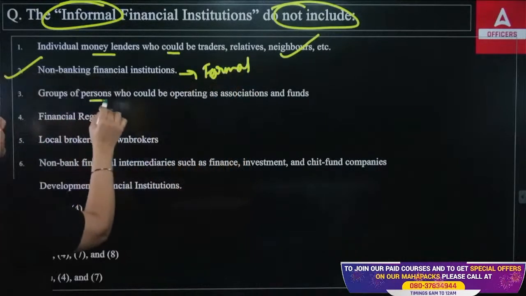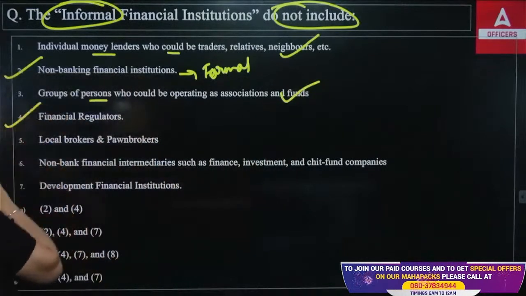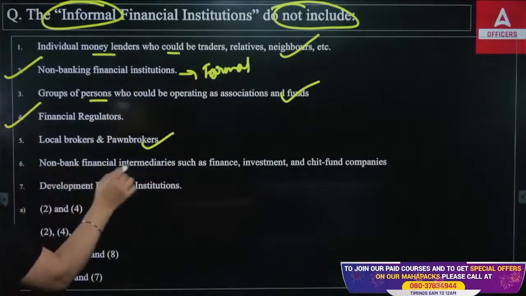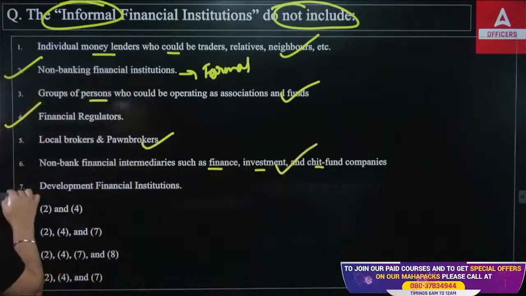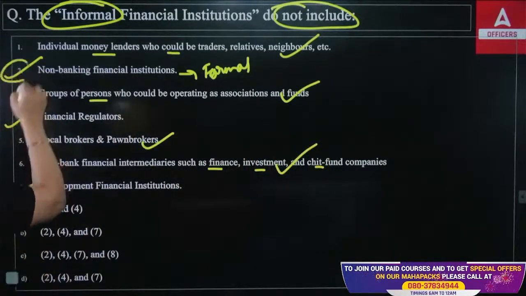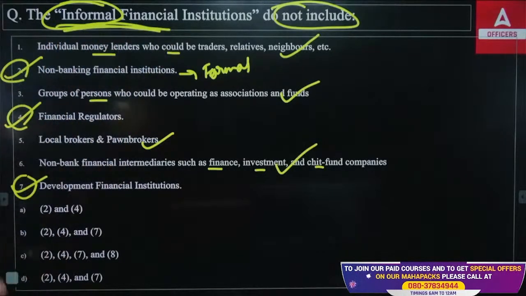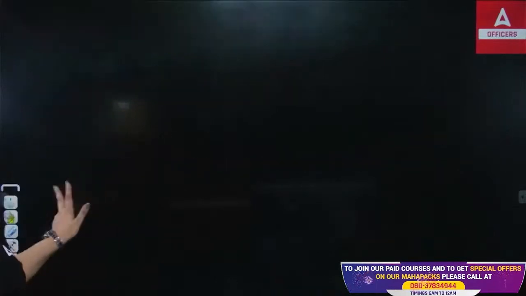Okay, now groups of persons who could be operating as association and fund, they are informal. Financial regulators are formal. Local brokers, pawn brokers are informal. Non-banking financial enterprise like finance, investments and fund, they are informal. Development financial institutions are formal. So, 2nd, 4th and 7th are not the part of informal financial institution. It means option number D will be correct, because 2nd, 4th and 7th are the formal financial institutions. They have the regulatory body. So, right answer will be D.